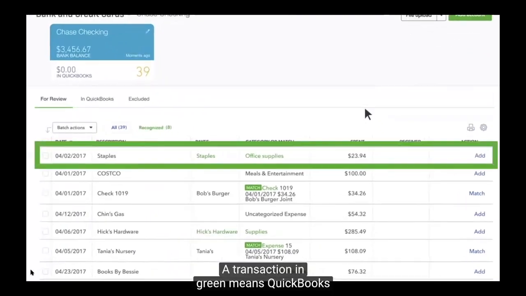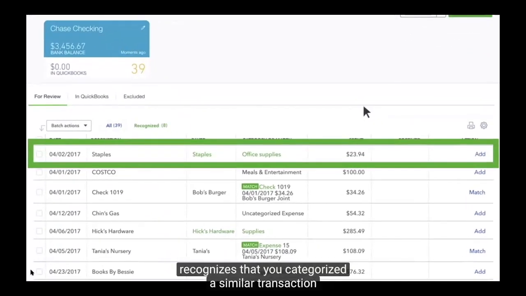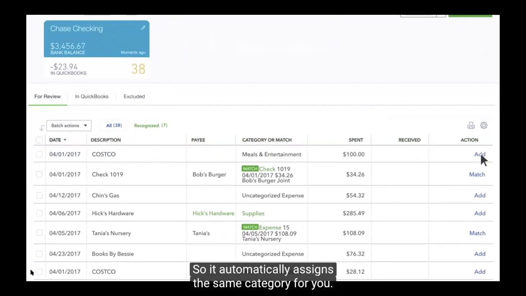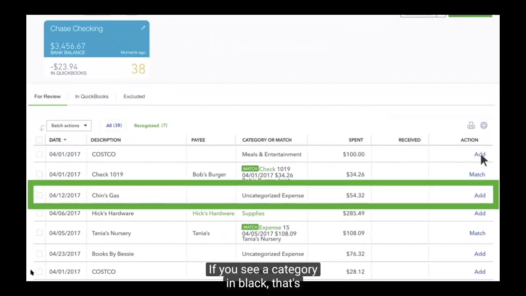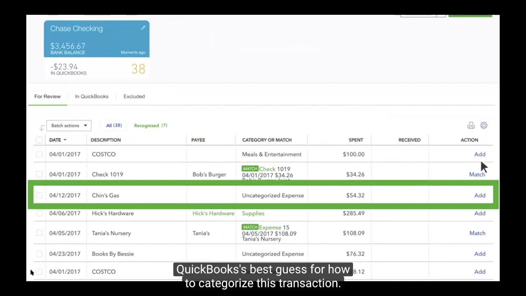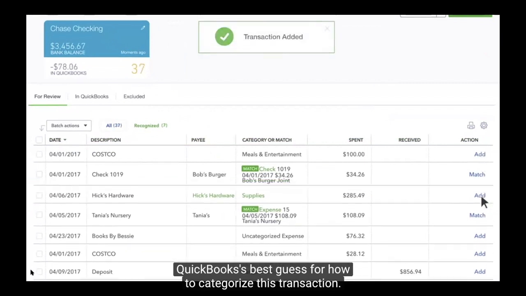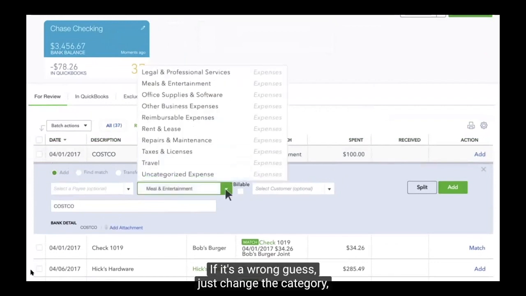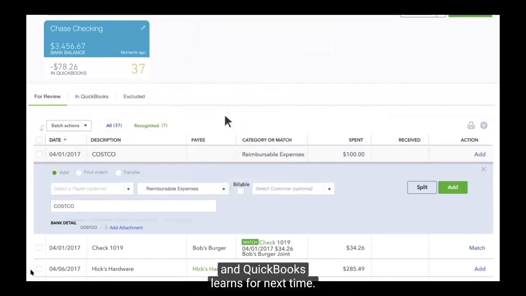A transaction in green means QuickBooks recognizes that you categorized a similar transaction in the past, so it automatically assigns the same category for you. If you see a category in black, that's QuickBooks' best guess for how to categorize this transaction. If it's a wrong guess, just change the category and QuickBooks learns for next time.